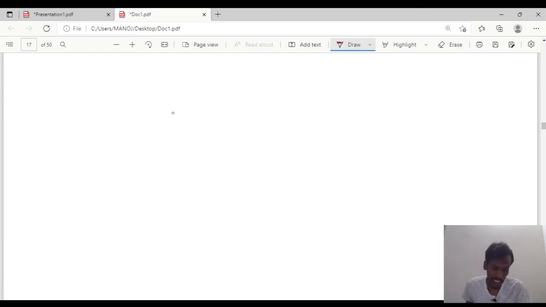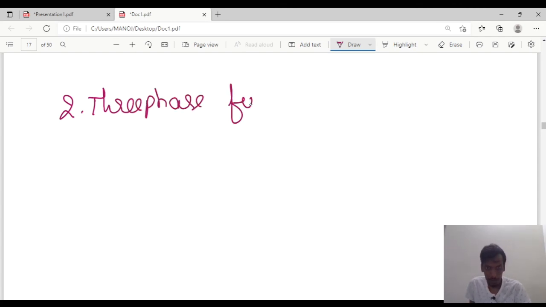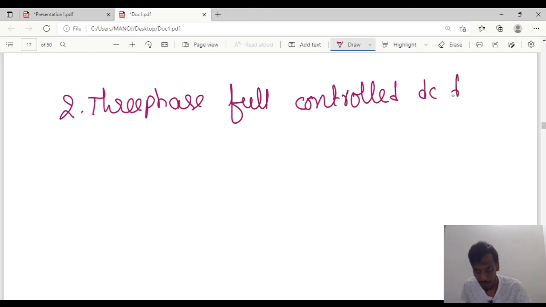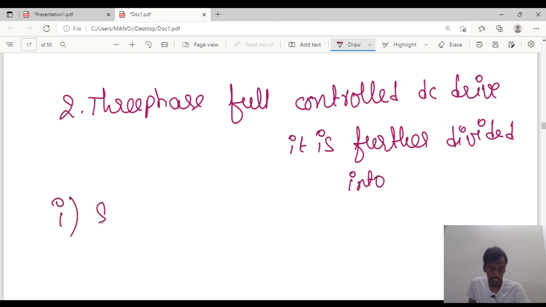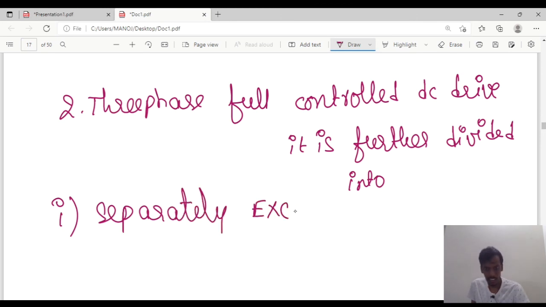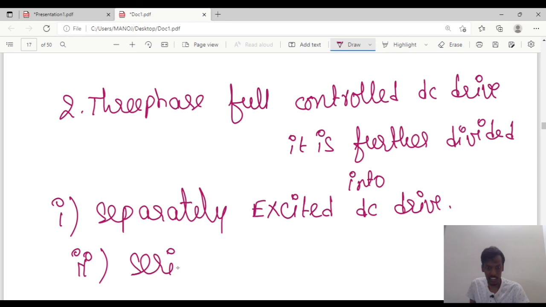The second category is three-phase fully controlled DC drive, and it is again further divided into, first one, separately excited DC drive, and second one, series excited DC drive.